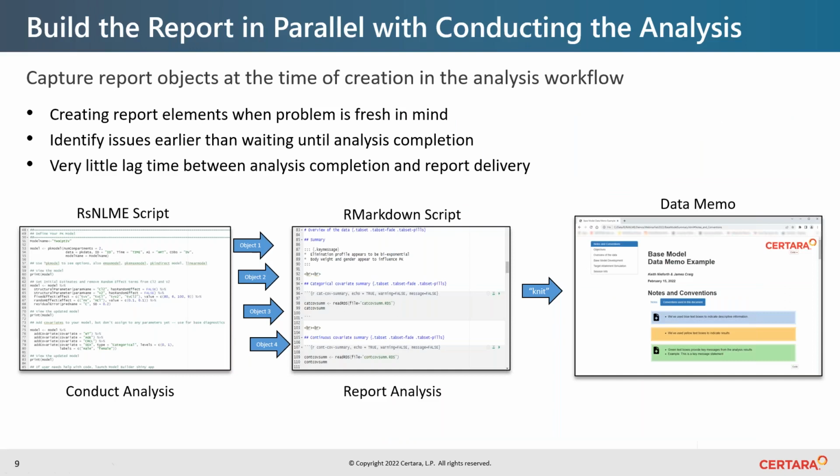So this is what we're going to do. Essentially, we capture the report objects at the time we create them in the analysis workflow, and we push them into an R Markdown script. And this R Markdown script is then the job, or it's called knitting. You knit the script and it produces a data memo.